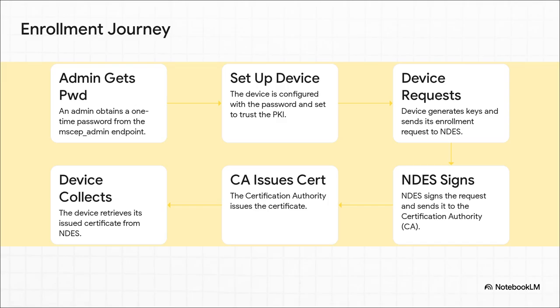And here it is, the whole journey mapped out. It all kicks off when an administrator grabs that one-time password. They use it to configure the network device. The device then sends its request over to NDES. Now here's the magic. NDES checks out the request, signs it to basically vouch for the device, and then passes it along to the certificate authority. The CA does its thing and issues the certificate. And in the final step, the device circles back to NDES to pick up its new digital ID. See how clean and secure that handoff is at every single stage?